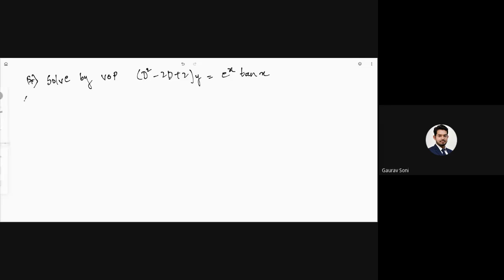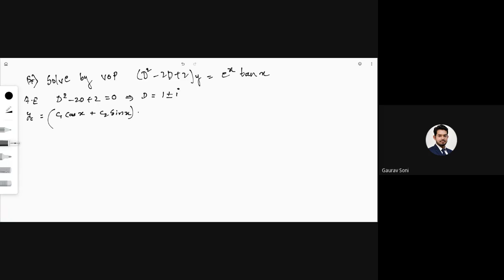What is our auxiliary equation? Auxiliary equation is d square minus 2d plus 2 equal to 0. We find out the roots. Those are 1 plus i, 1 minus i. So yc is equal to e to the power x in bracket c1 cos x plus c2 sin x.